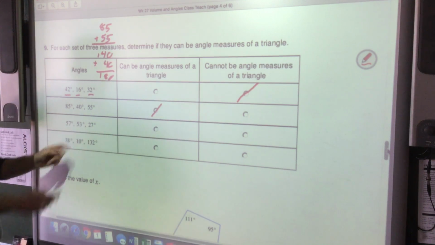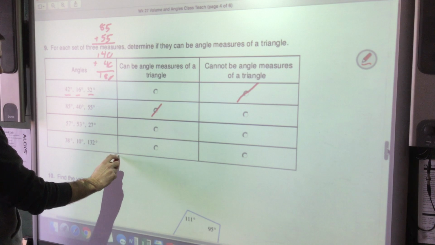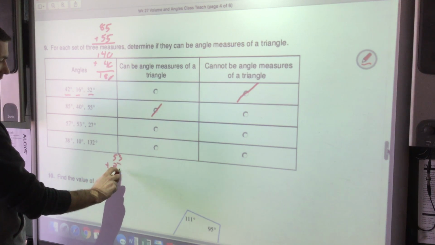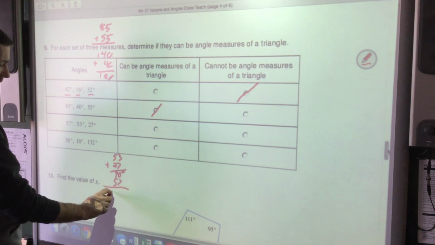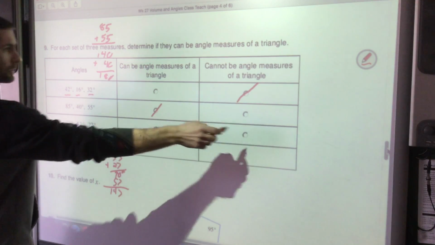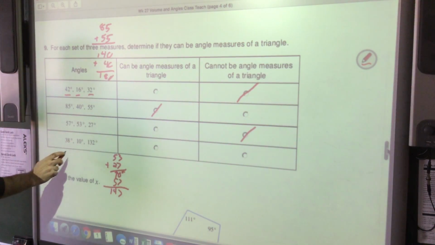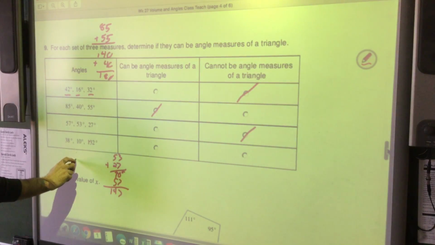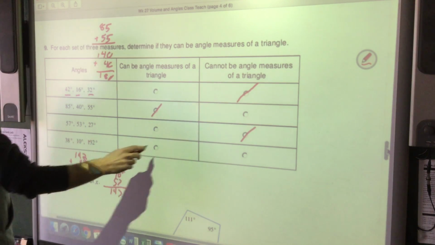53, we can add these in any order. I like that this ends in a 7 and a 3. It makes it a little easy. So 53 plus 27 is 80 degrees. Plus another 57. Yeah, that's not enough. That's not 180. It's only 147. Nope, doesn't work. 38 plus 10 plus 132. Well, 132 plus 10, that's easy. 142 plus another 38 is 180 degrees. So that one works, yes.